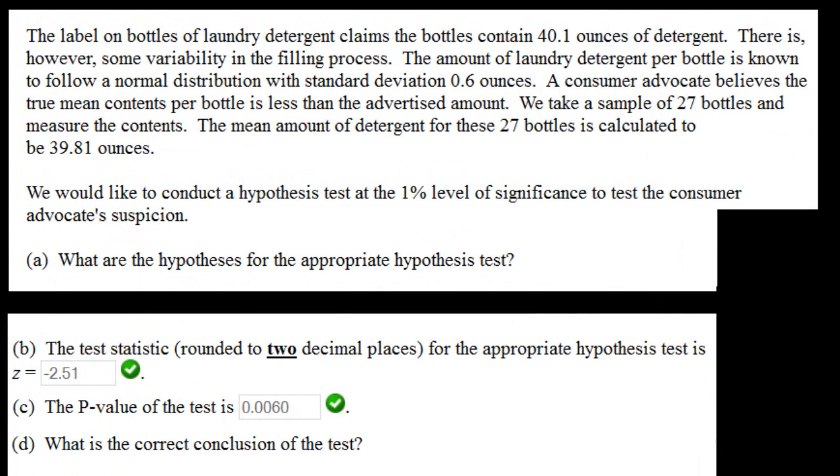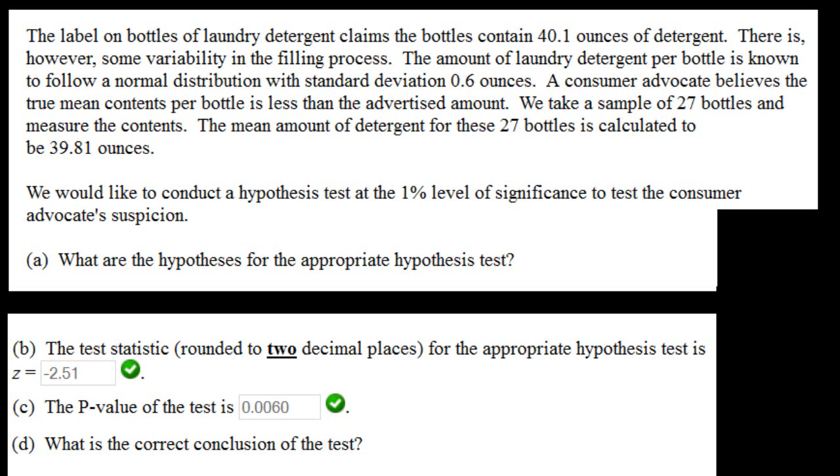The label on bottles of laundry detergent claims the bottles contain 40.1 ounces of detergent. There is, however, some variability in the filling process. The amount of laundry detergent per bottle is known to follow a normal distribution with a standard deviation of 0.6 ounces. A consumer advocate believes the true mean content per bottle is less than the advertised amount.